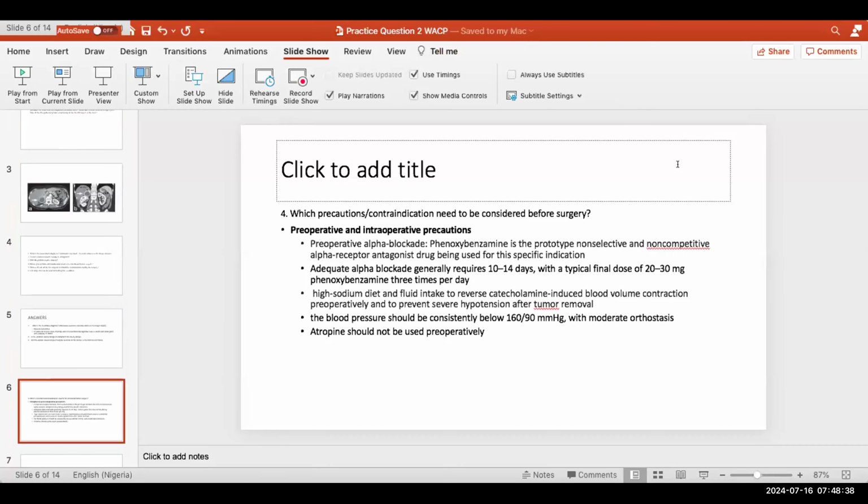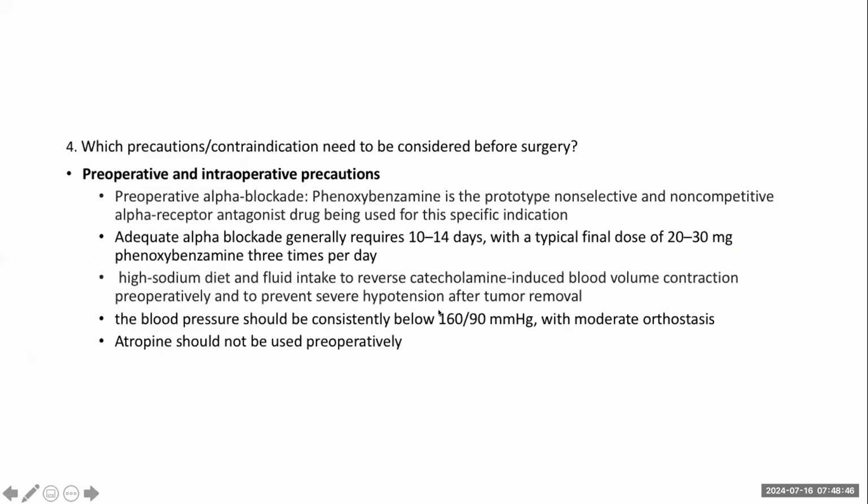Which precautions / indications need to be considered before surgery? So the preoperative precautions are alpha blockade, preferably with phenoxybenzamine, which is the prototype non-selective and non-competitive alpha receptor antagonist being used for this specific indication.